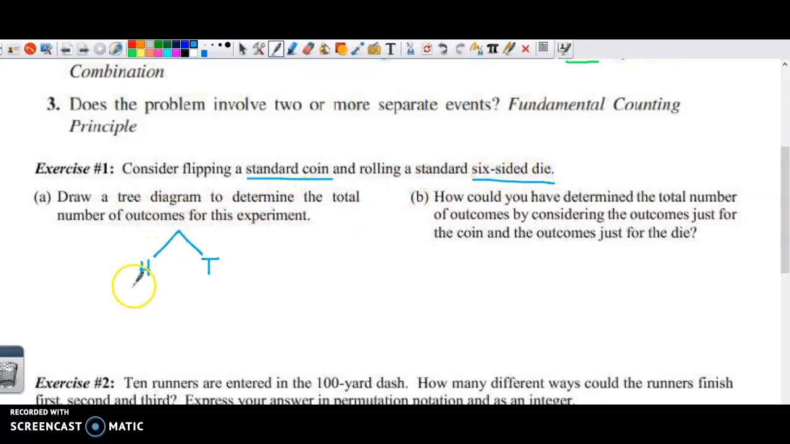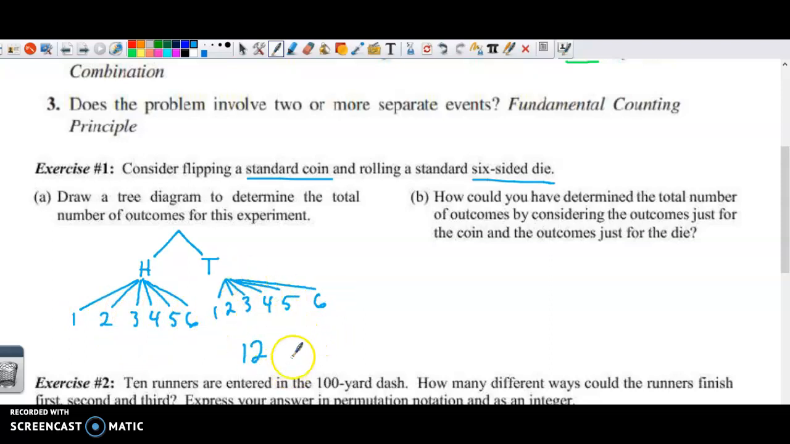And then a six-sided die, you can look at that. Okay, we have 1, 2, 3, 4, 5, 6 options there. And then after doing a tails, there's also 1, 2, 3, 4, 5, 6 options. So how many total options, if you count them up? 1, 2, 3, 4, 5, 6, 7, 8, 9, 10, 11, 12. So that's the number of outcomes we could come up with.